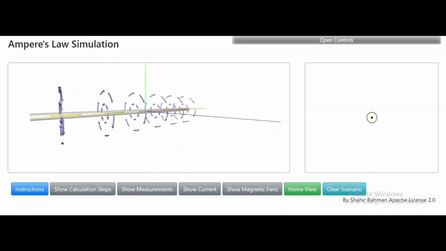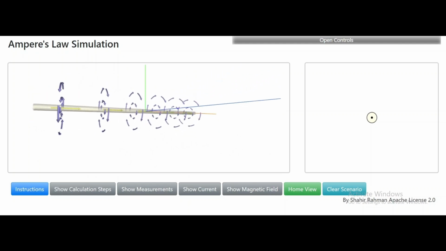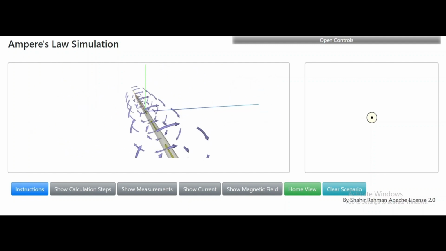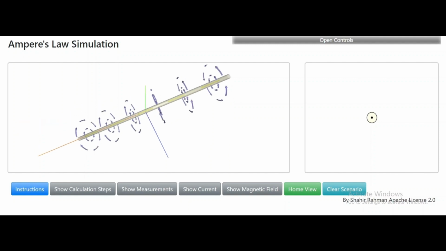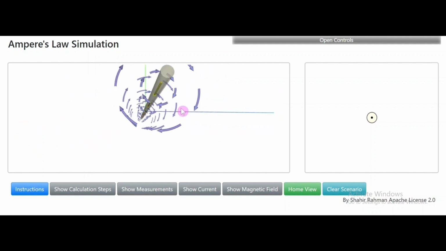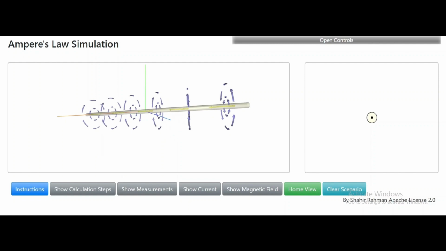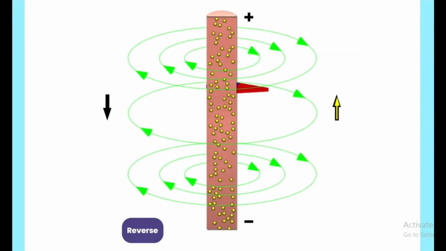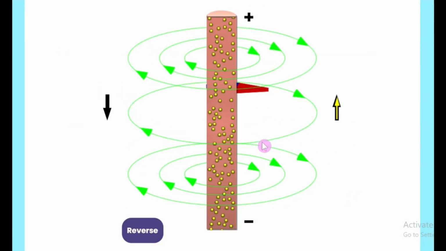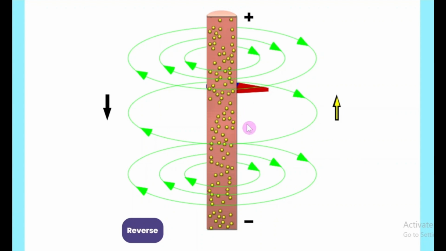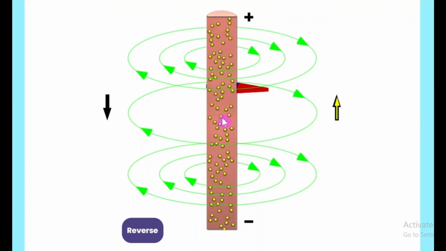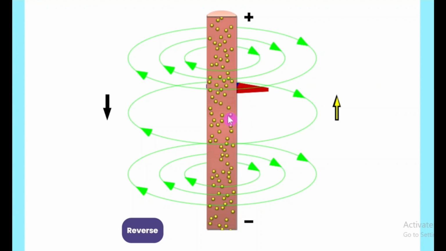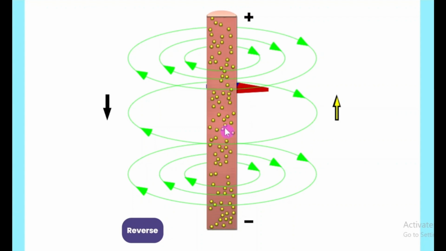Today in this video, we will take the in-depth intuition of Ampere's law and we will also derive the expression for Ampere's law. So let's start the lecture from the basics. In the previous lecture, we saw that if we provide a potential difference to a conductor, current will start flowing through that conductor, which produces a magnetic field around itself.